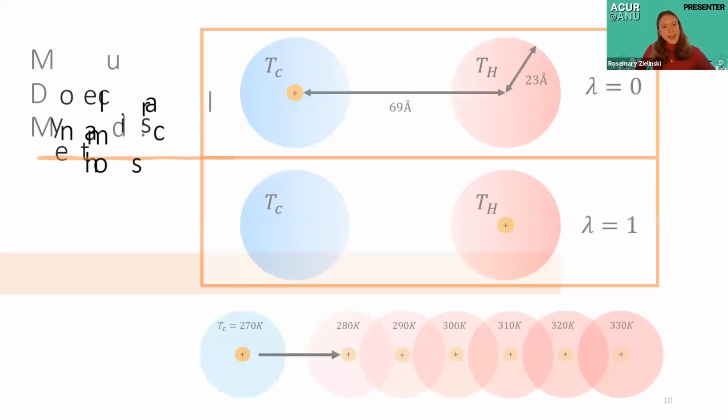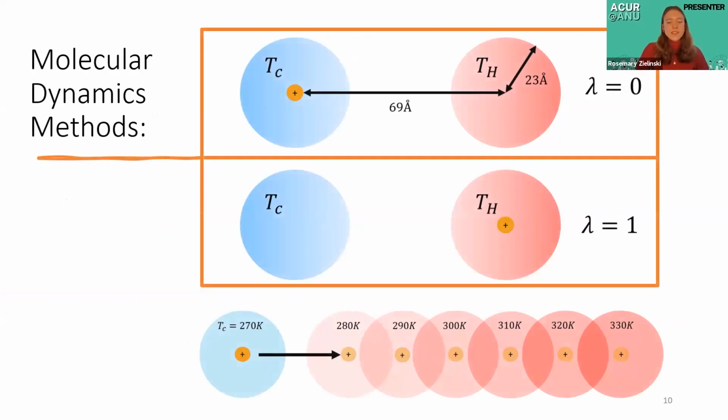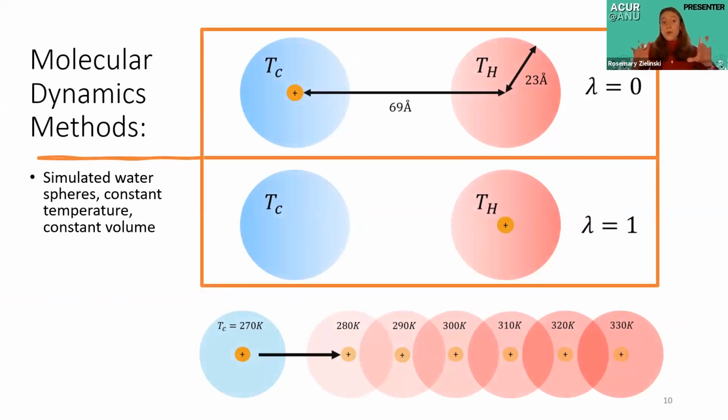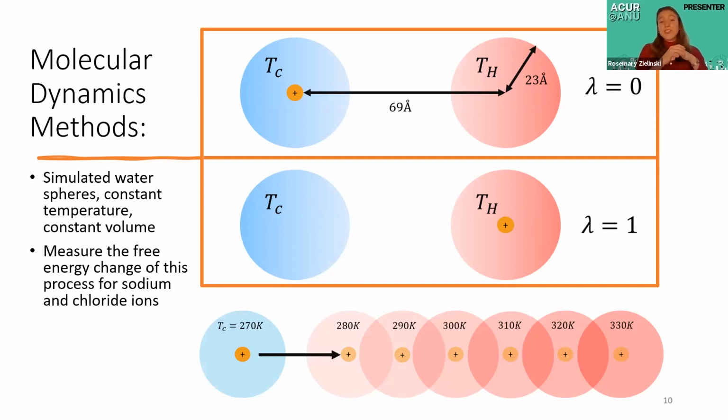Now, onto my actual methods. The systems that I simulated consisted of 2 water spheres, and they were both at constant temperature. And one was at a cold temperature and one was at a hotter temperature. Now, I placed an ion in the center of the cold sphere and then moved it to the hot sphere and measured the change in free energy.